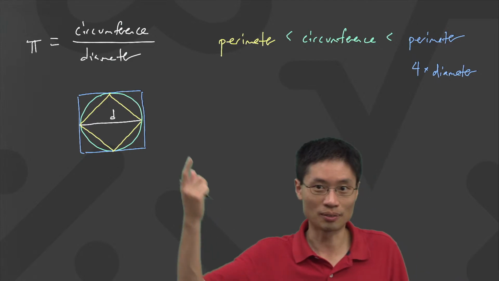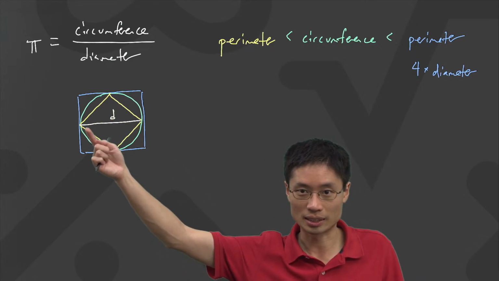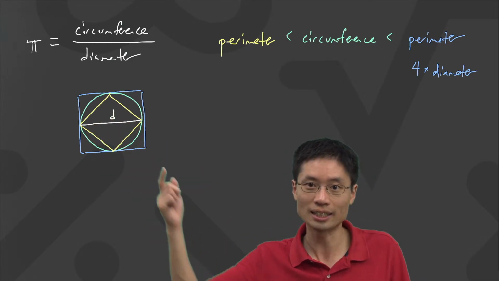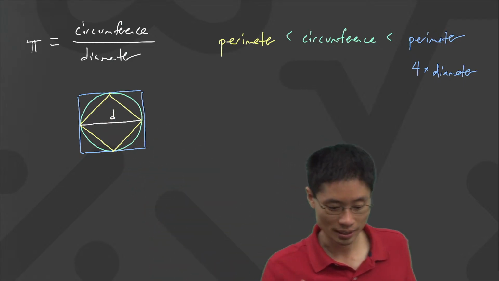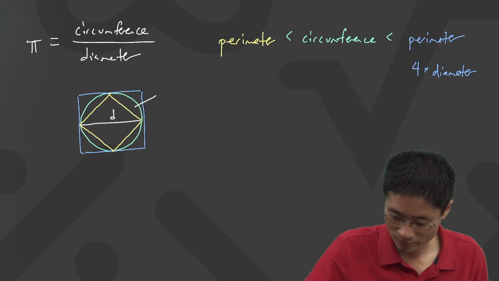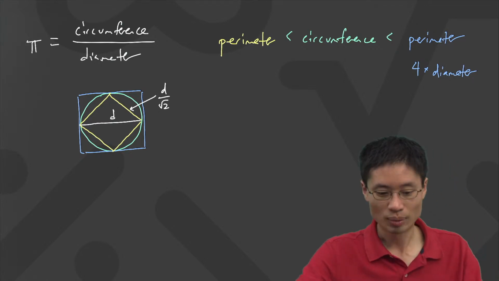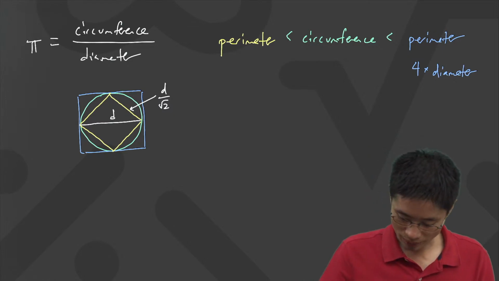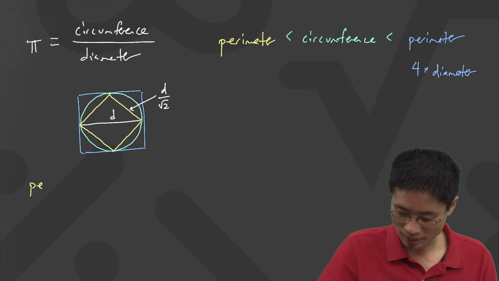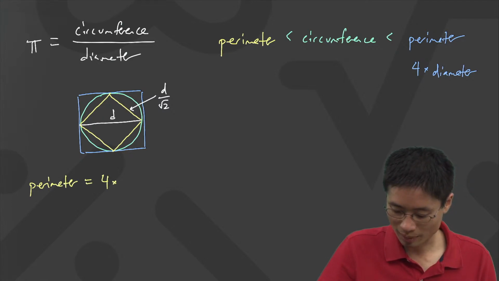Remember that this is the hypotenuse of the 45, 45, 90. If you divide by square root 2, that's how you get one of these legs, one of these shorter sides. So each of these is d divided by square root of 2. But there's 4 of them. So that means that the perimeter is 4. Let's write it here. The yellow perimeter is 4 times d divided by square root of 2.